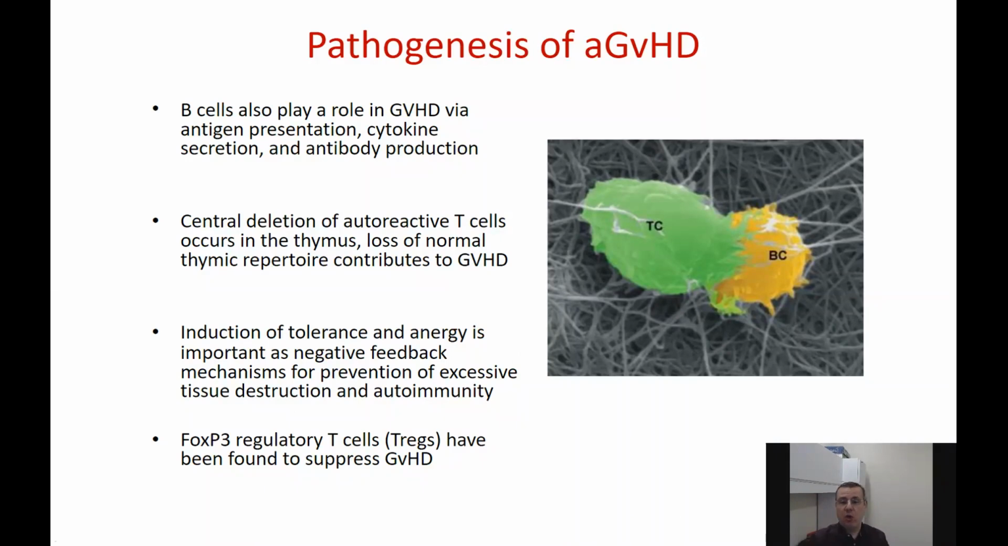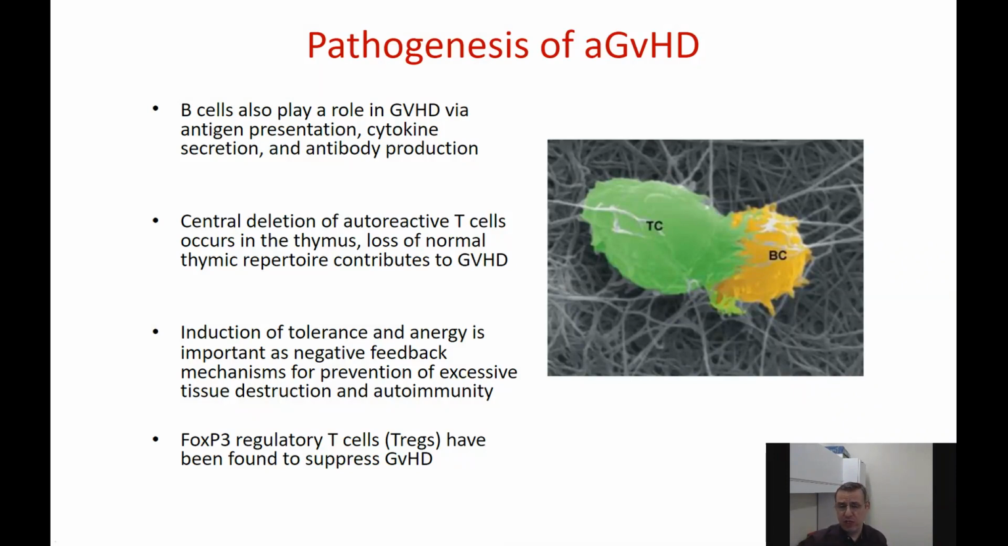B cells also play a role in the development of graft-versus-host disease via antigen presentation, cytokine secretion, and antibody production. Now, the immune system does have mechanisms of central deletion of autoreactive T cells in order to moderate these inflammatory responses leading to GVHD. Loss of the normal thymic repertoire contributes to development of GVHD.